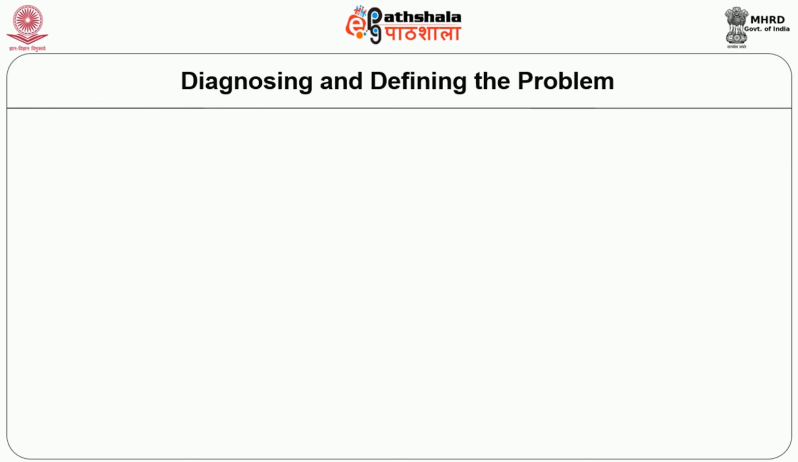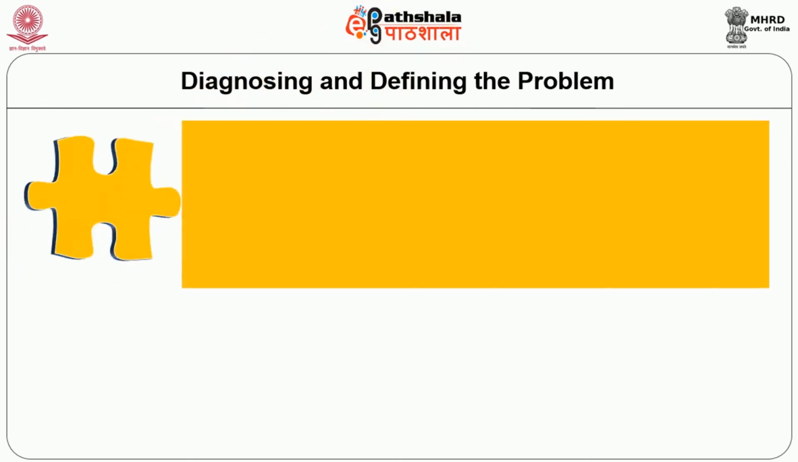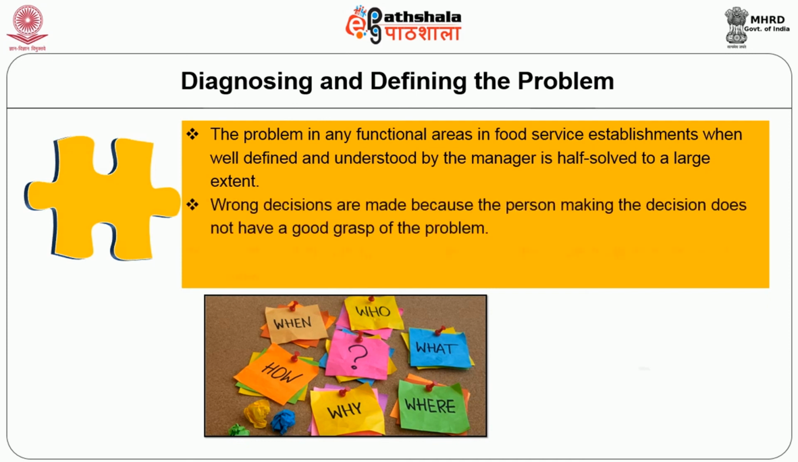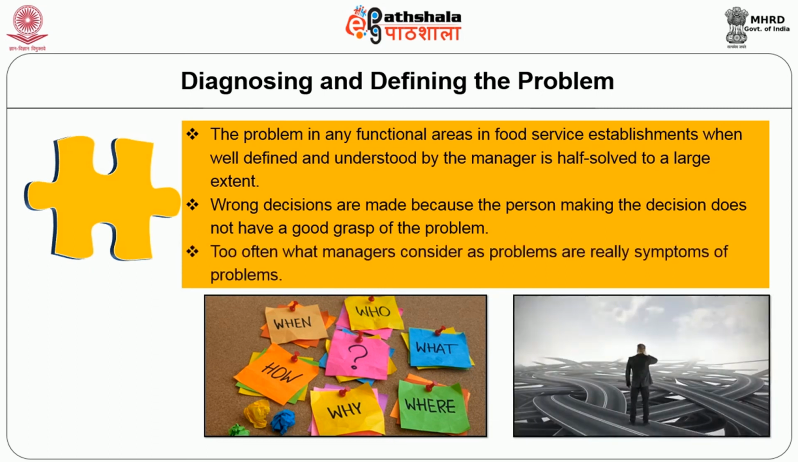As I said, the first is diagnosing and defining the problem. The problem in any functional areas of food service establishments, when well defined and understood by the manager, is half solved to a large extent. Wrong decisions are made because the person making the decision does not have a good grasp of the problem. Too often, what managers consider as problems are really symptoms of a problem.